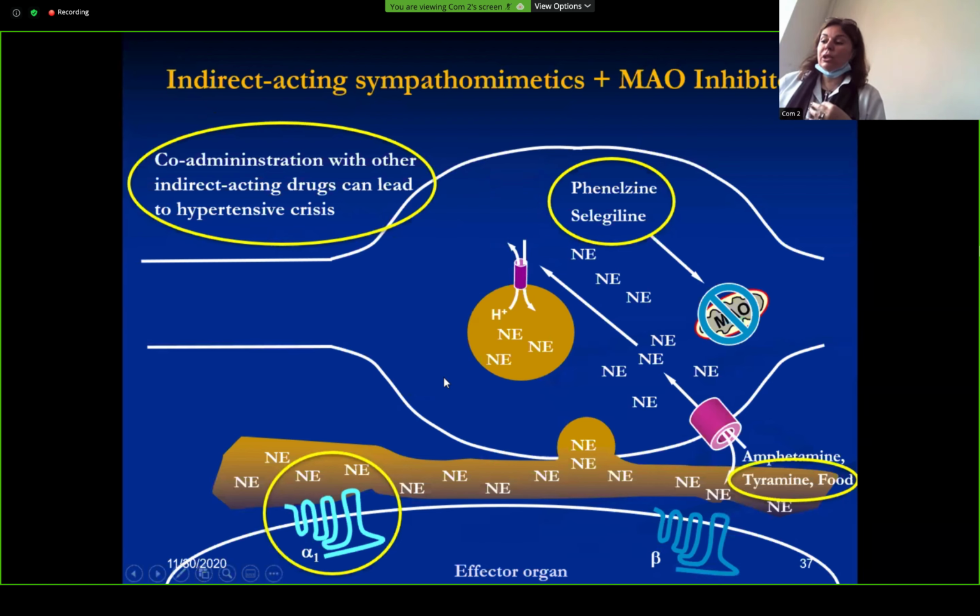Now, indirect acting, when I tell you about phenelzine, selegiline, those medications are not widely used, by the way. As antidepressants, we have better medications now, but they were used. They are MAO inhibitors. If you co-administer them with other indirect acting drugs, it can lead to hypertensive crisis. Or it could be something they're eating that contains tyramine. If you are stopping the MAO, you will have more norepinephrine release. That's why you will have hypertensive crisis, because of the effect of what?